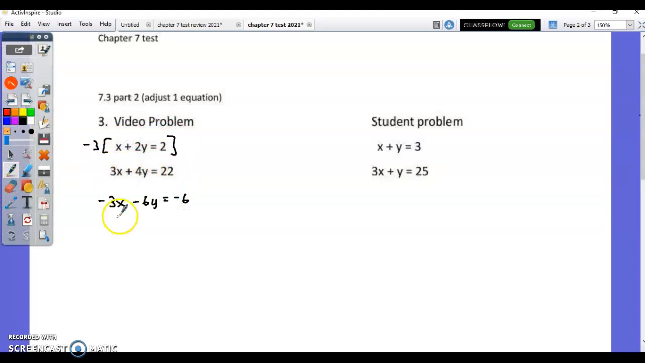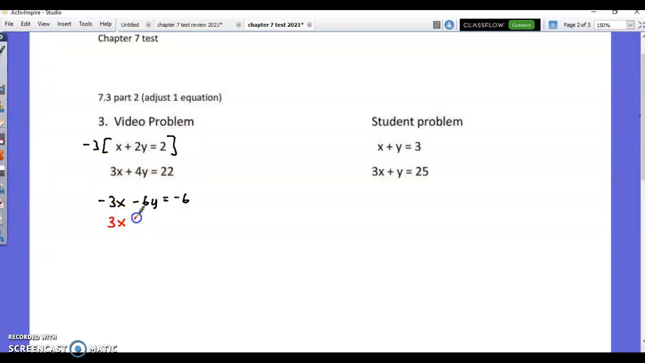I'm going to rewrite this problem right underneath it. 3x plus 4y equals 22. Now I can combine my terms because these will cancel out. This is 0. Negative 6 plus 4 is negative 2y. And then negative 6 plus 22. Go ahead and use your calculators on that, but that's going to give you positive 16. Divide by negative 2. Y equals negative 8.